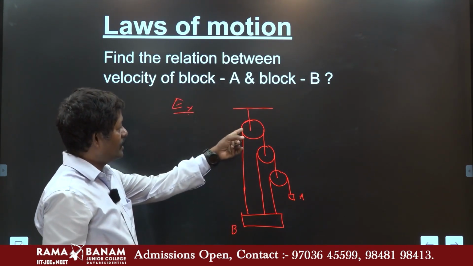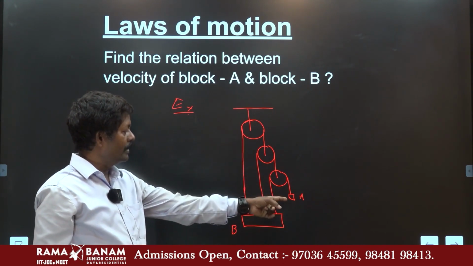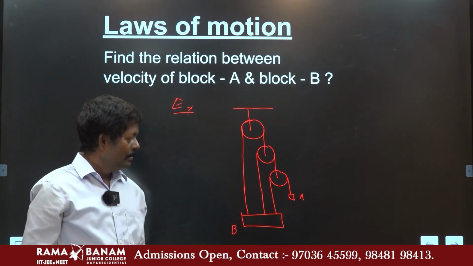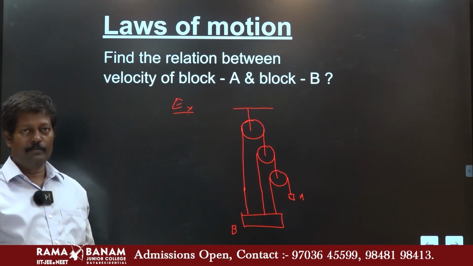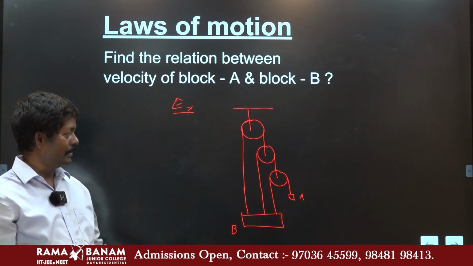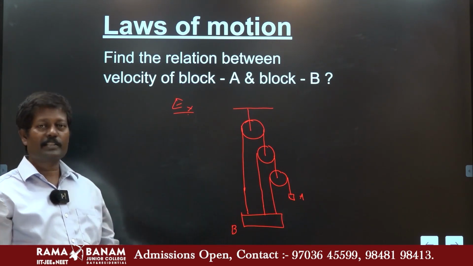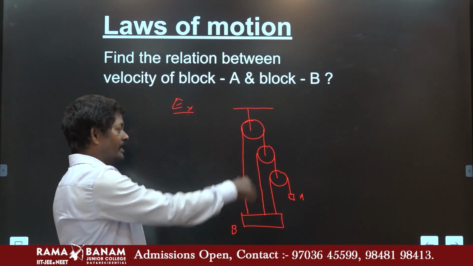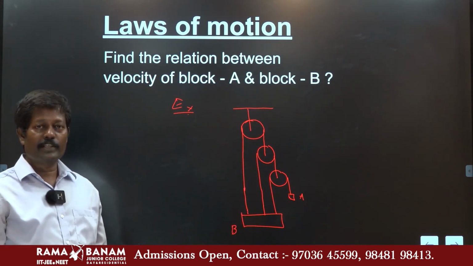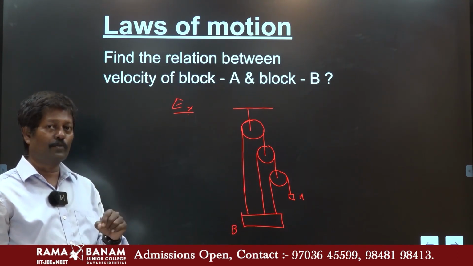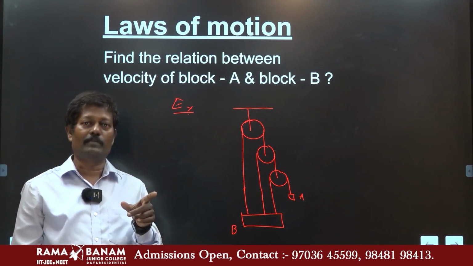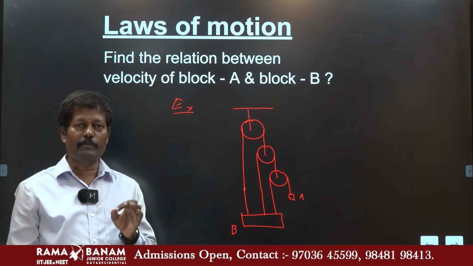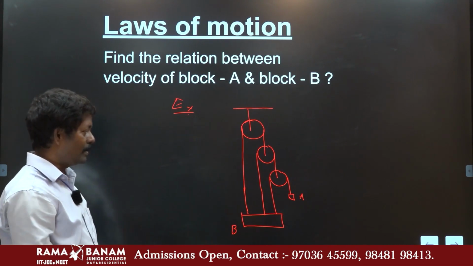For example, let us take this problem here. There is one fixed pulley, two movable pulleys, one block A and block B. Now I want the relation between the velocities of A and B. Instead of solving by constraint equation, taking L1, L2, L3 and all that, we are going to take the tension, which is the internal force. The work done by tension on the whole system will be 0. So that's what we are going to use now.